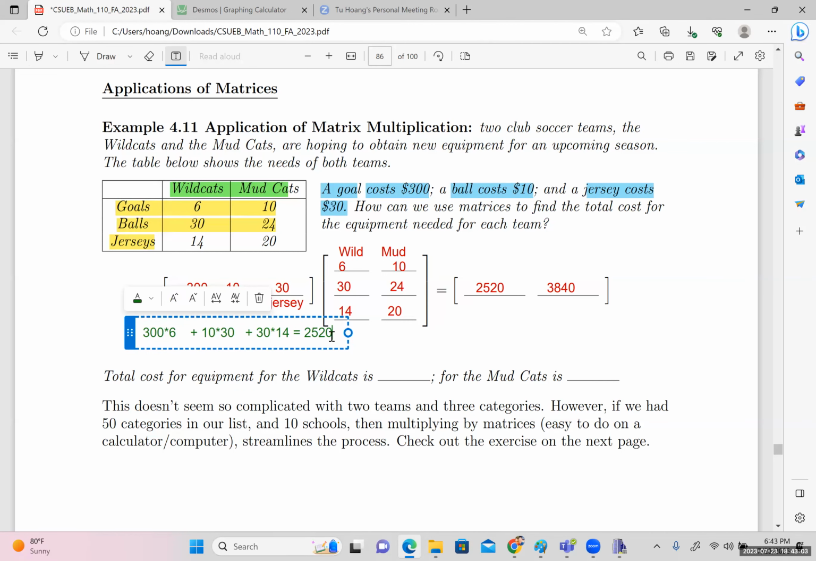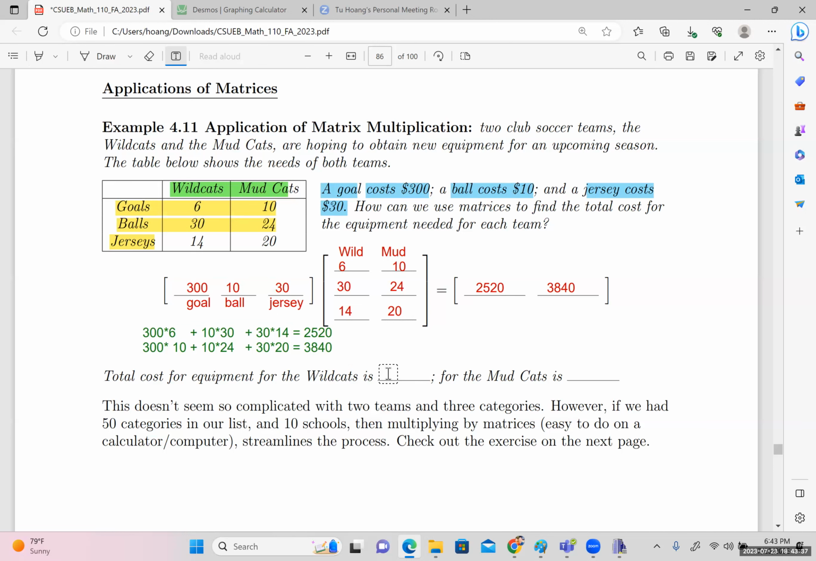The second one will be, I'll copy this one. Over here, 300 times the second column of the second matrix: 10 times 24 plus 30 times 20. That gives you 3840. And you can also use a calculator to handle this, okay?